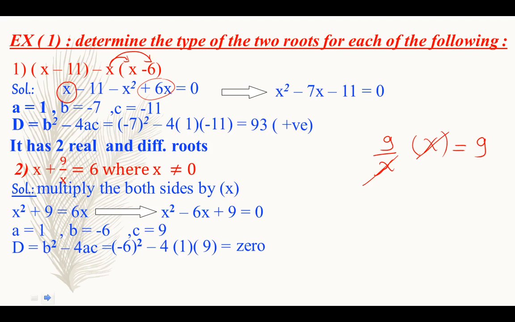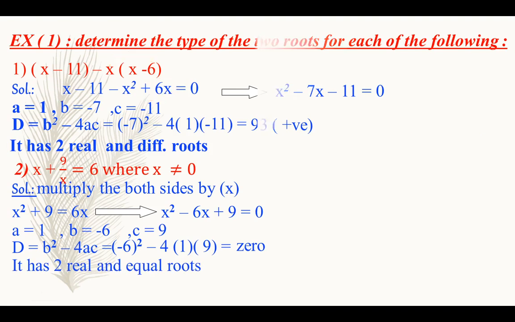Let's revise together. If the discriminant is a positive number, the quadratic equation intersects the x-axis at 2 points, so it has 2 real and different roots. Here the discriminant equals 0. This is the second case. When the discriminant equals 0, the quadratic equation has 2 real and equal roots. So we will write that the discriminant equals 0, so the quadratic equation has 2 real and equal roots.